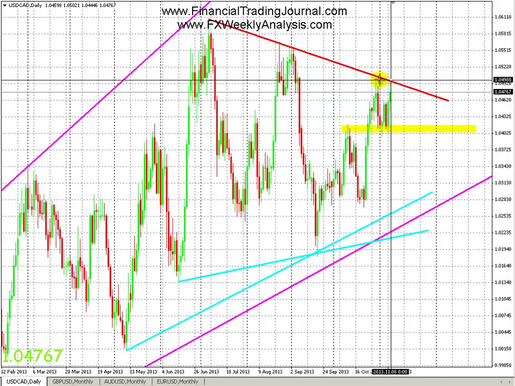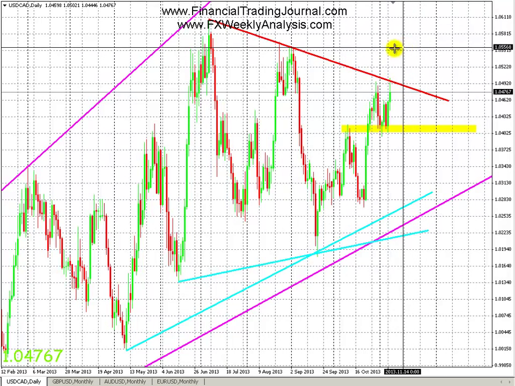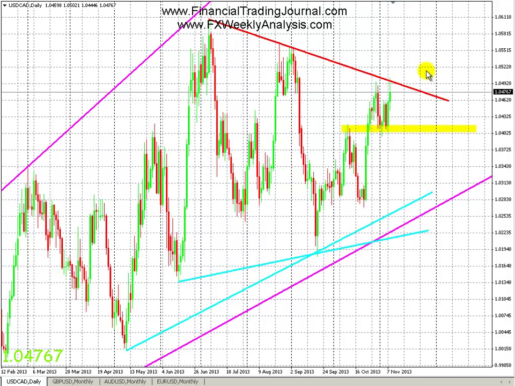If it breaks the red trend line, then we're going to target the first highs here, this high back over here, and then this high, and then above that we have the magenta and black lines above. Otherwise, if it breaks support, then it'll be aiming towards the aqua trend lines and the magenta trend lines below. So that's it for the dollar CAD.